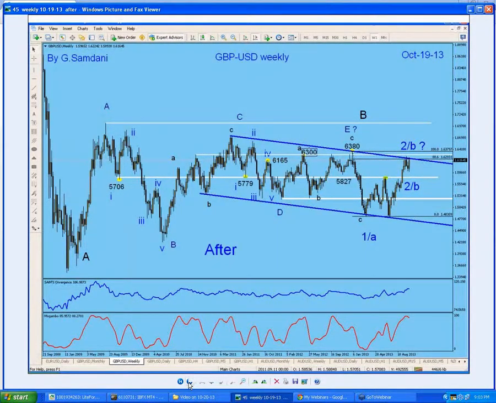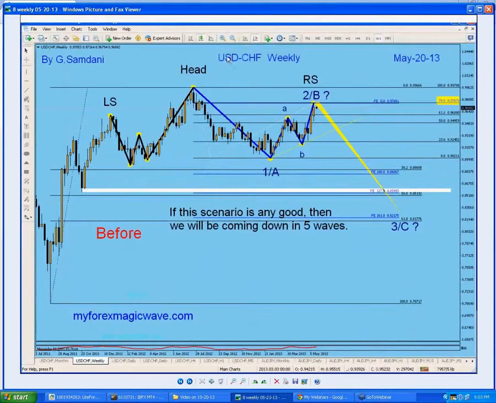Next pair, let's see, what is it? This is USD franc. This chart is from May, and this is a big head and shoulder. You can see this is a weekly chart. Left shoulder, head, right shoulder. This right shoulder usually makes wave 1 and 2 or A or B, followed by C or 3. Simple. Okay, it's always like that.